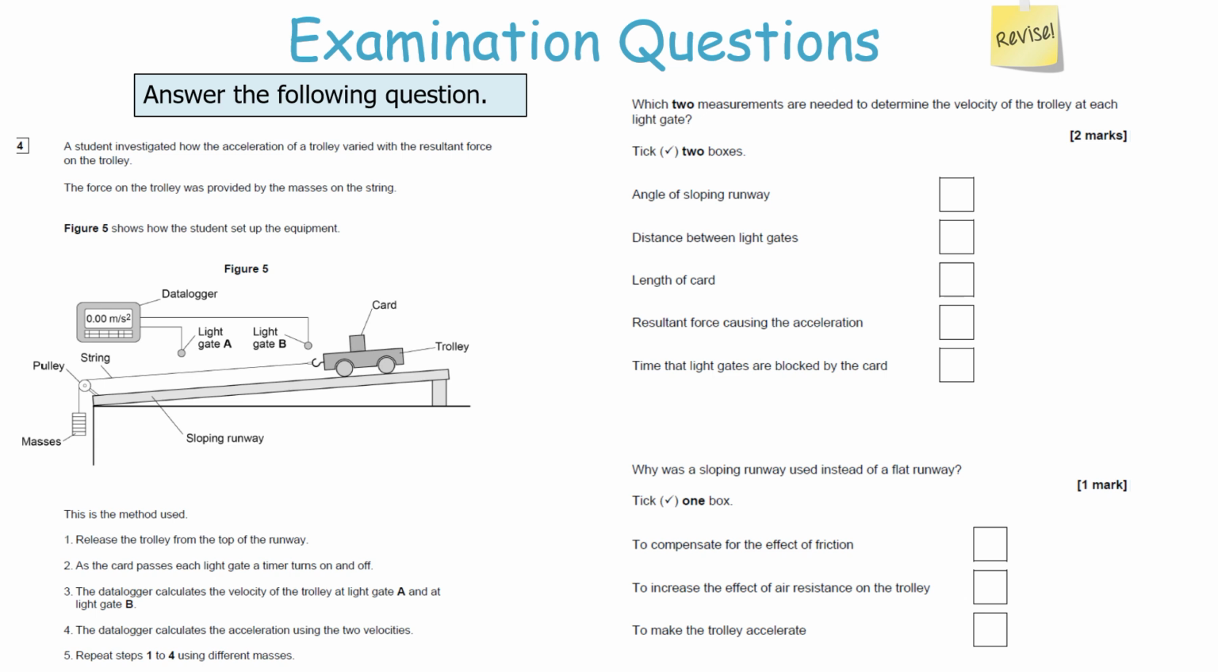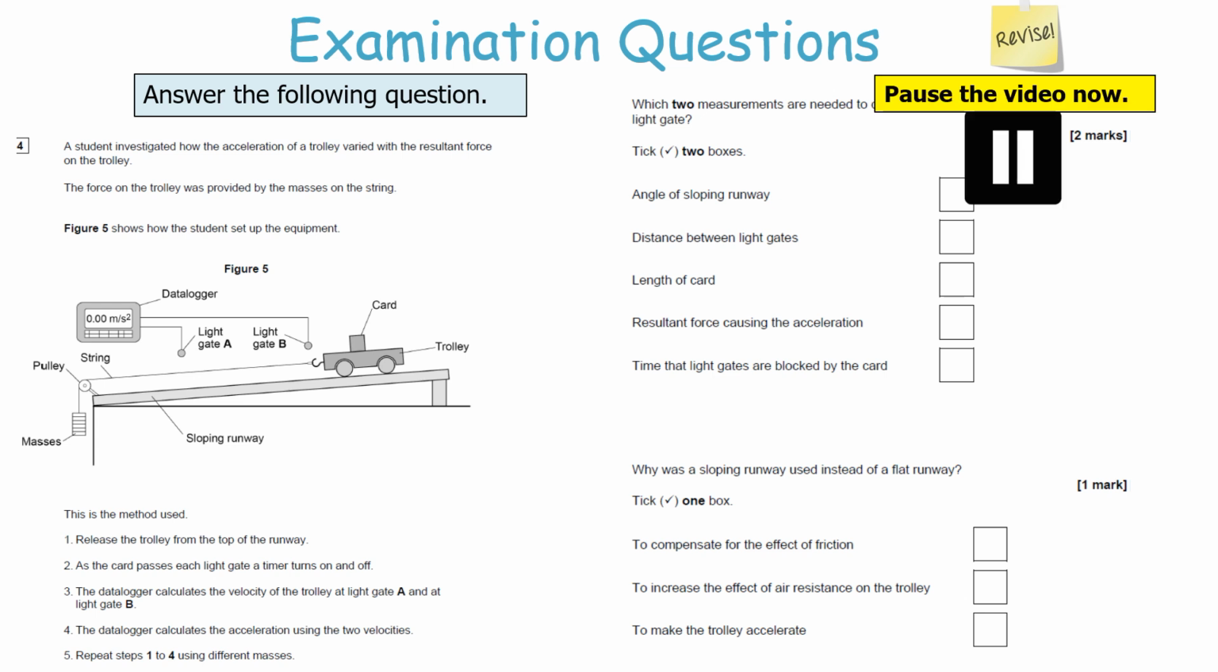So which two measurements are needed to determine the velocity of the trolley at each light gate, and why was a sloping runway used instead of a flat runway? So pause the video now, then unpause the video when you want to go through your answer.